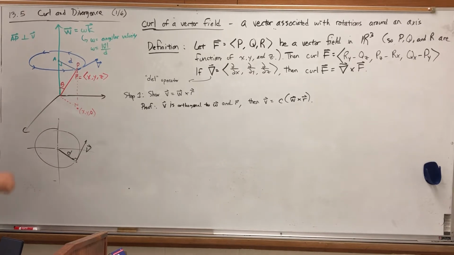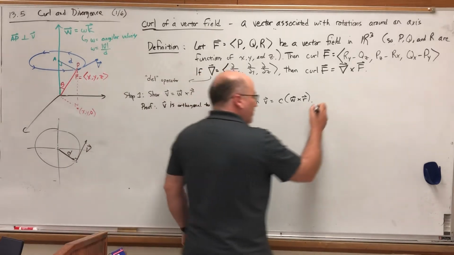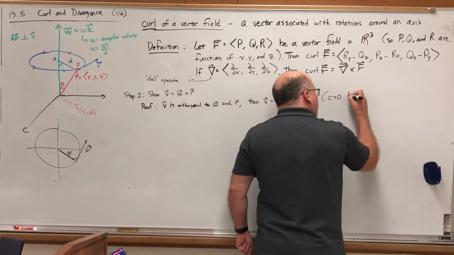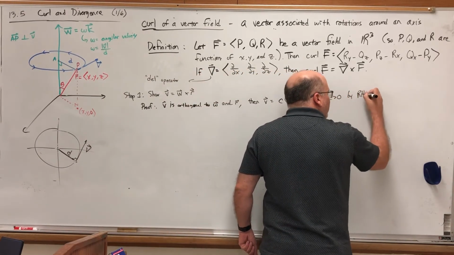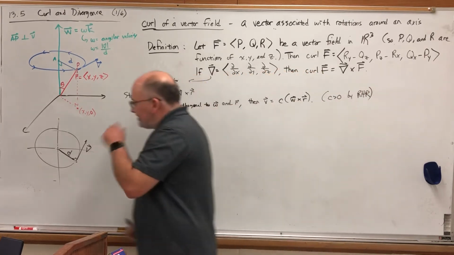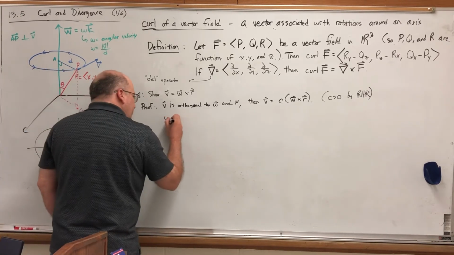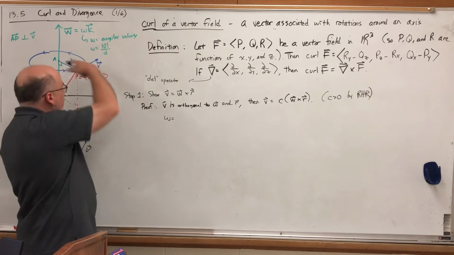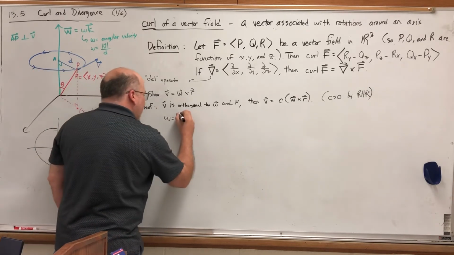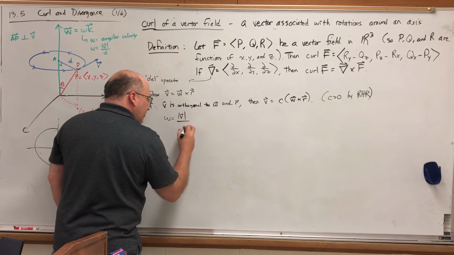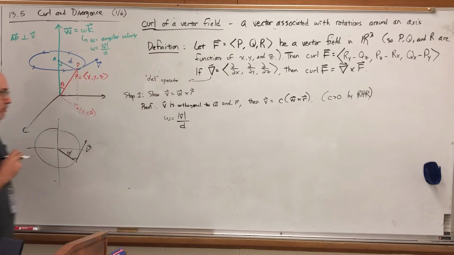So we already know that C is positive by the right-hand rule. Let's make a note of that. C is greater than 0 by the right-hand rule, RHR. Now, how are we going to get C is equal to 1? Well, to get C equal to 1, we've got to do a little bit more analysis. Let's start with the fact that omega, the angular rotation of this body, is equal to the magnitude of the velocity vector divided by the distance from the axis of rotation, which we've already written right here.